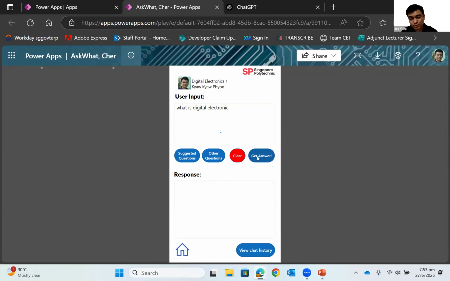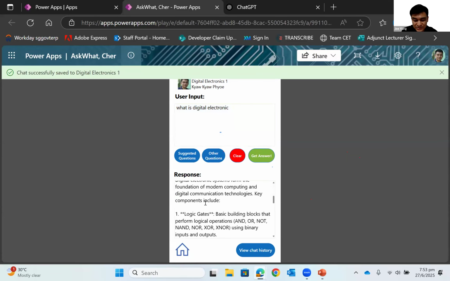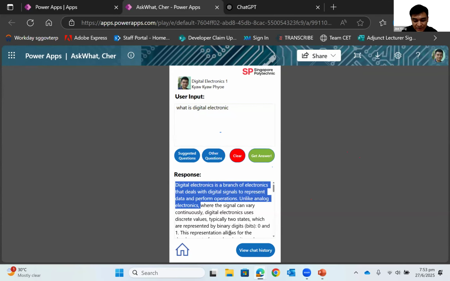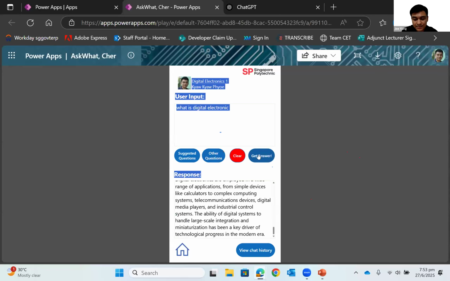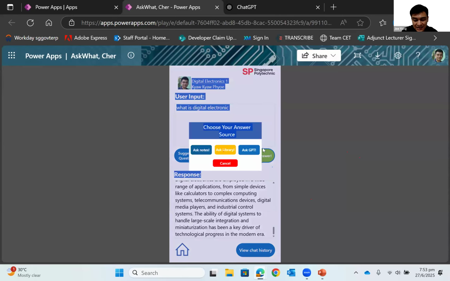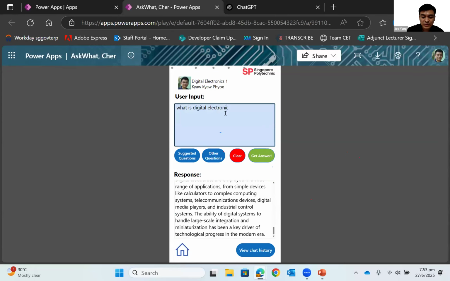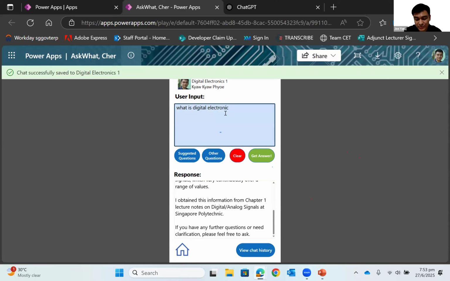So let's say I ask from public GPT. Let me try this. This will go to the public, so you can see the public response. These are from public, and you can see that they explain very comprehensively. But let's say now I ask for the answer from the notes. The response will be shorter, but it will be much more accurate.